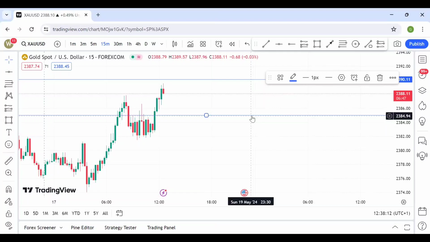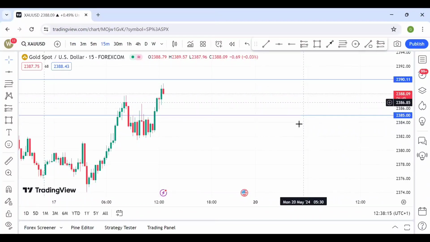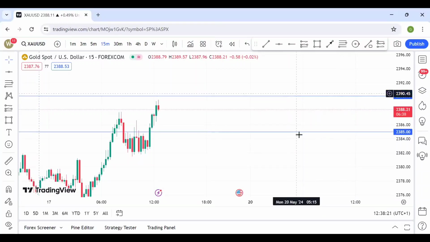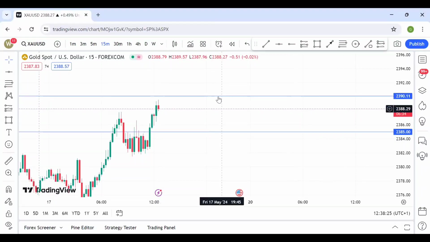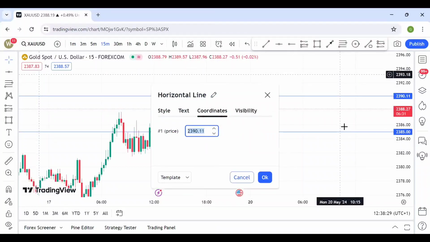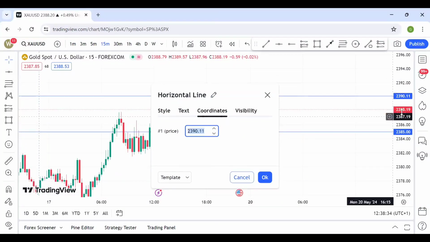Now, since this one is below, you are going to place another psychological level using the same trend line tools. The reason mine is appearing twice is because I clicked on that horizontal tool twice, so I'm having a double line. You come here again and go to settings. Now you check the nearest round number above the current price of gold. The current price is 2388, so the nearest round number above this value is what?